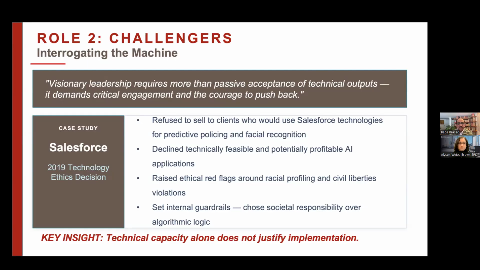And as a result, decided to walk away from a lot of business because it was not doing the right thing. It was not the right thing. So interrogating the machine is a key thing here. Technical capacity alone does not justify implementation.